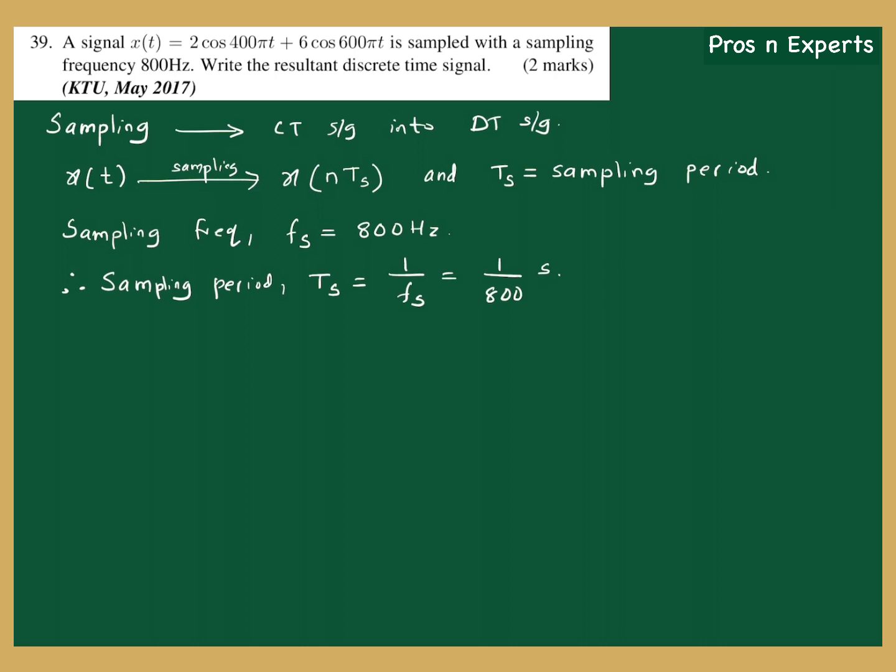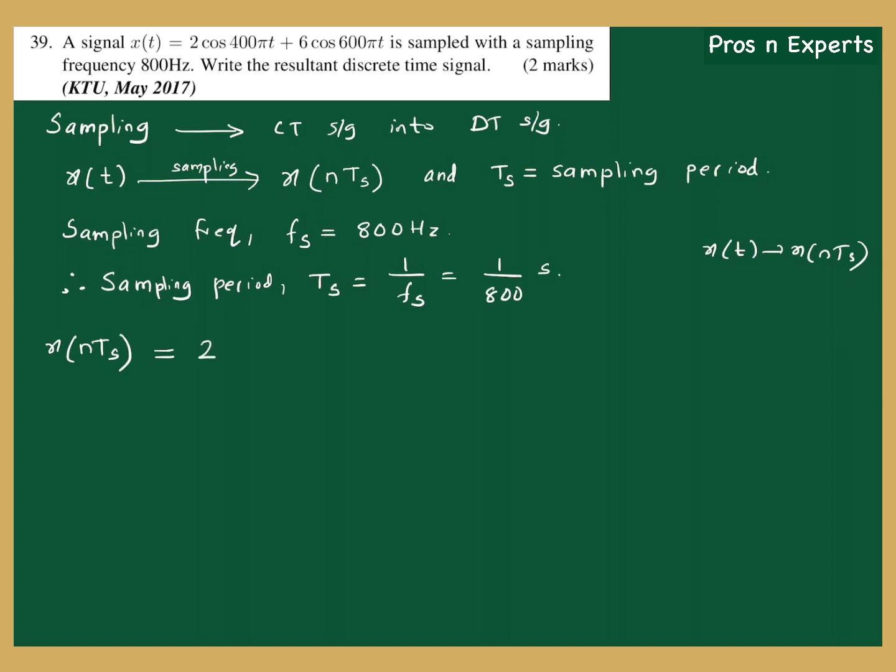Now how will you find out the resultant discrete time signal? You can represent it as x of n ts. x of t is converted as x of n ts. x of t is actually 2 cos 400 pi t plus 6 cos 600 pi t. Wherever you find t in the signal, you replace it by nts. You know, ts value is 1 by 800.